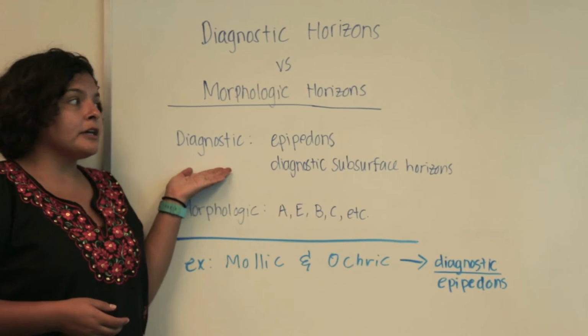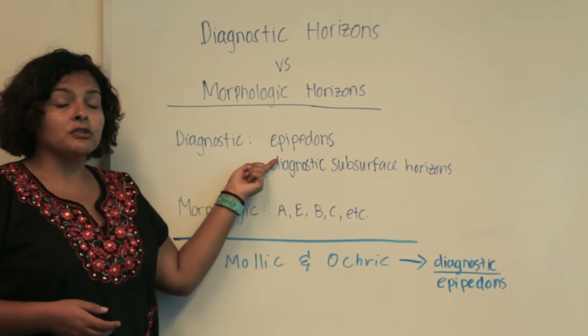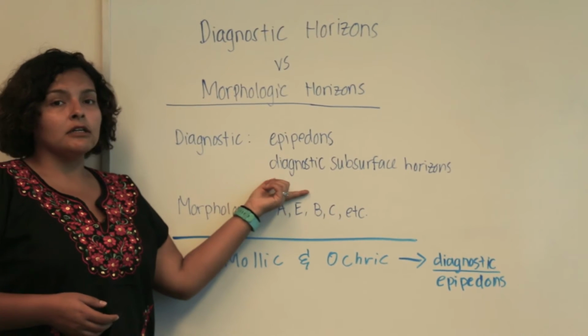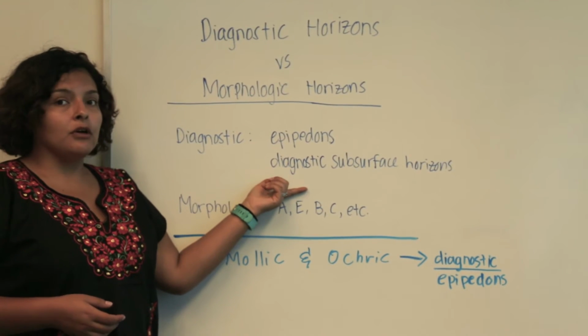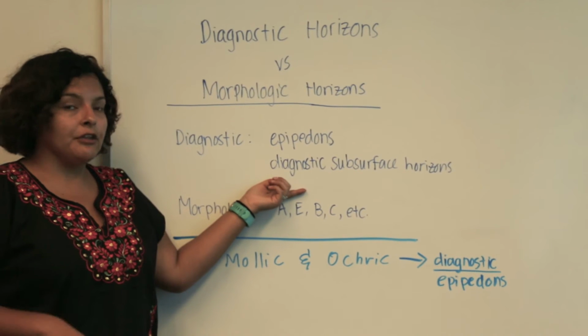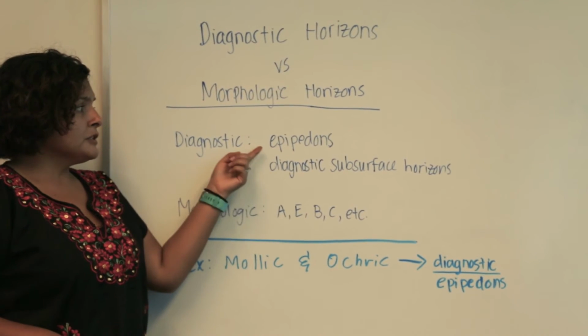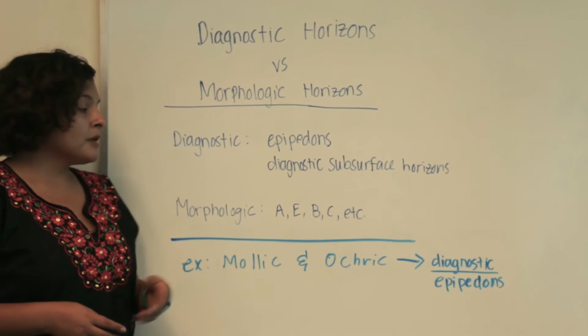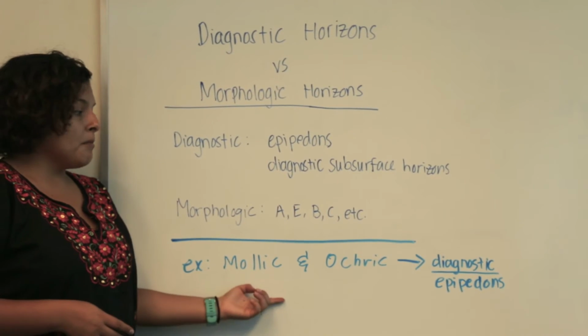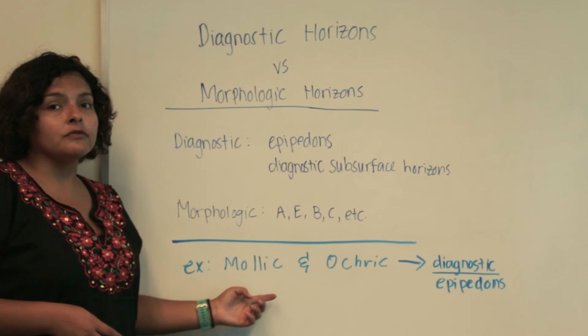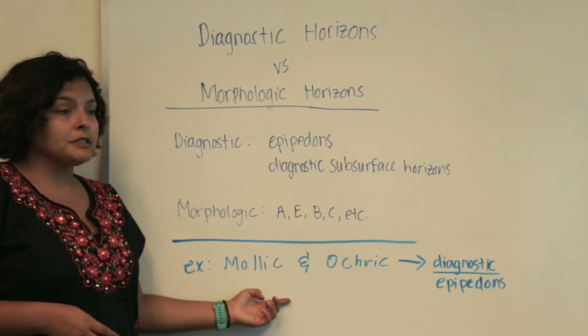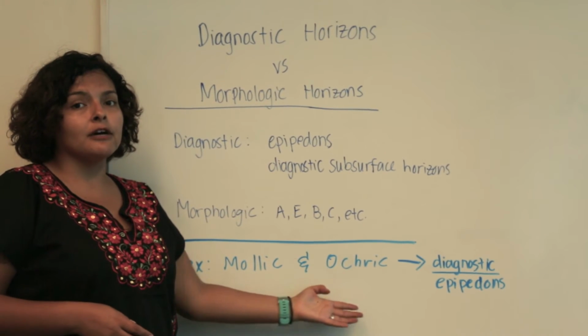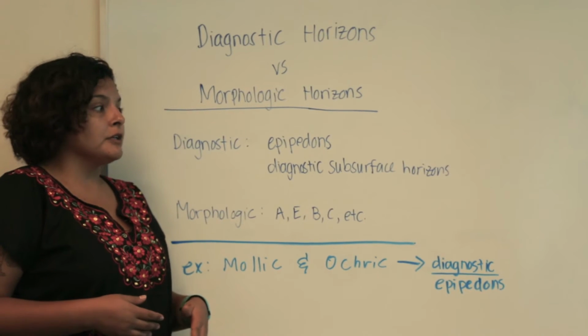Diagnostic horizons include epipedons, which are the surface horizons, and diagnostic subsurface horizons, the ones further below your surface horizon. For epipedons, you do need to know 4 of them, but here are just some examples, Mollic and Ochric. Mollic has darker surface horizons, whereas Ochric has much lighter surface horizons.